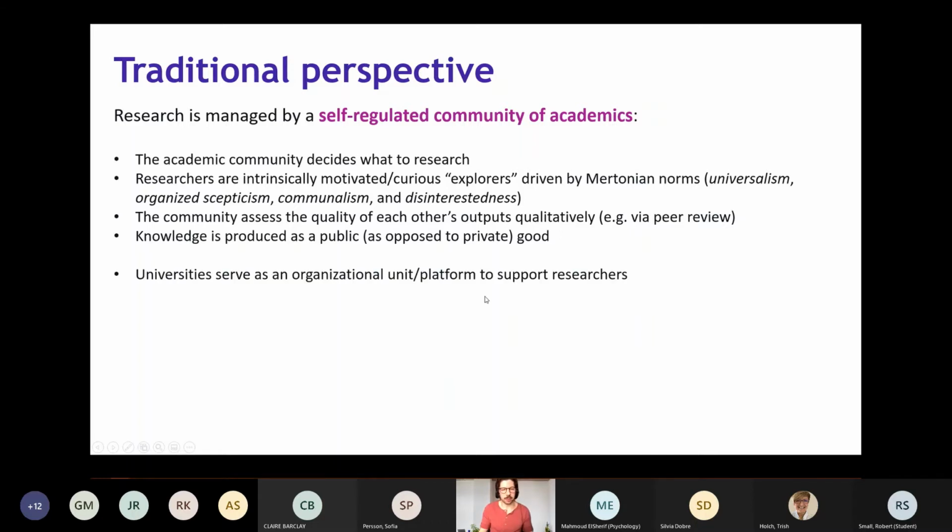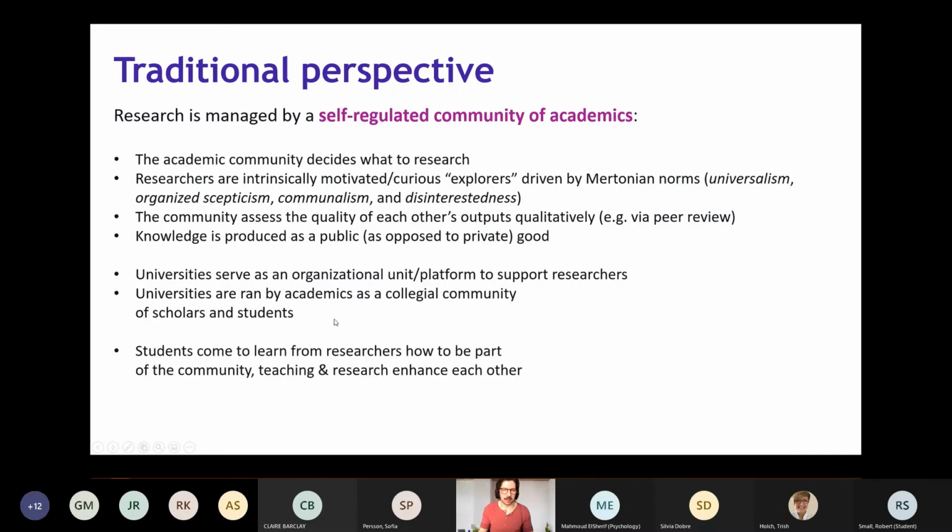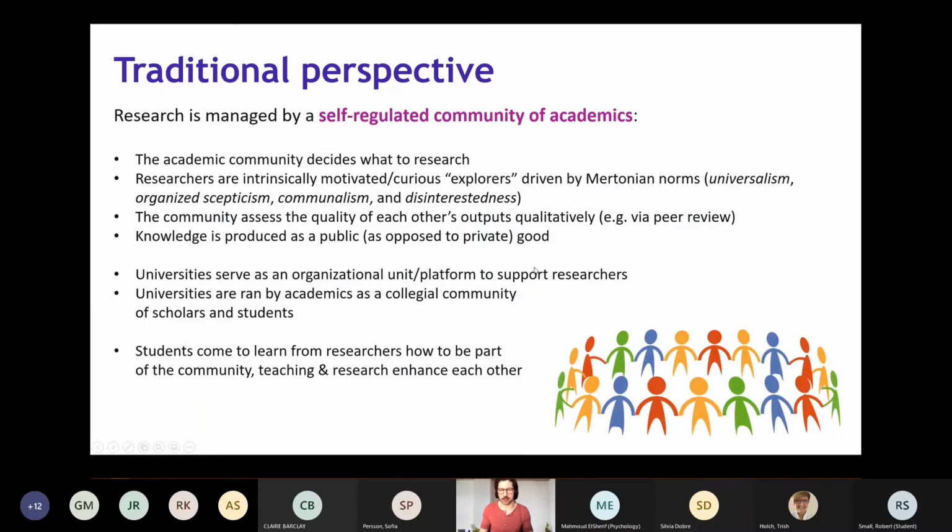In this model, the university itself is a bit in the background, really. It serves more as a way of organizing academics, or a platform to support researchers. It is run by academics as a collegial community of scholars and students. Students come to university to learn from researchers, learn how to be a part of this community that's generating knowledge, and teaching and research enhance each other in this respect. So it's all a very wholesome endeavor of everyone working together for this purpose of generating knowledge.